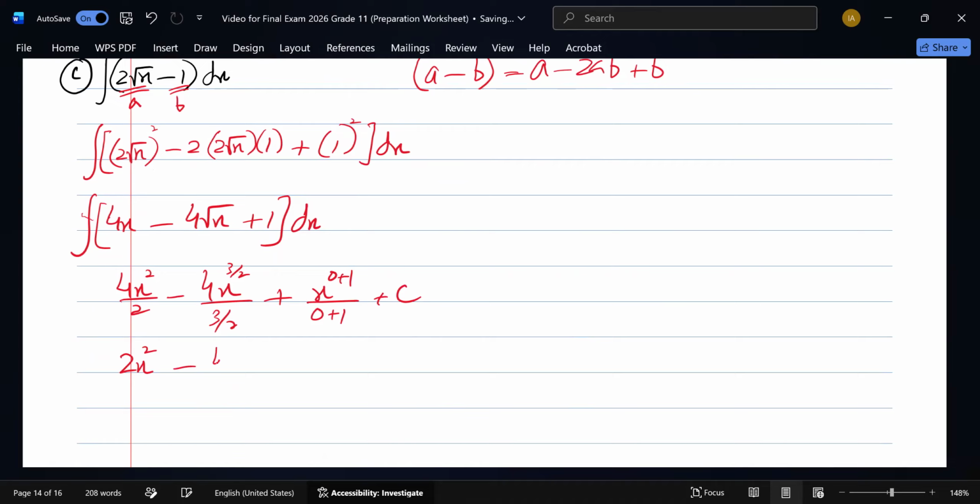So minus 4, this becomes a reciprocal. Let's simplify. It's going to be 2x squared minus 8 upon 3. That's the integration of part C.